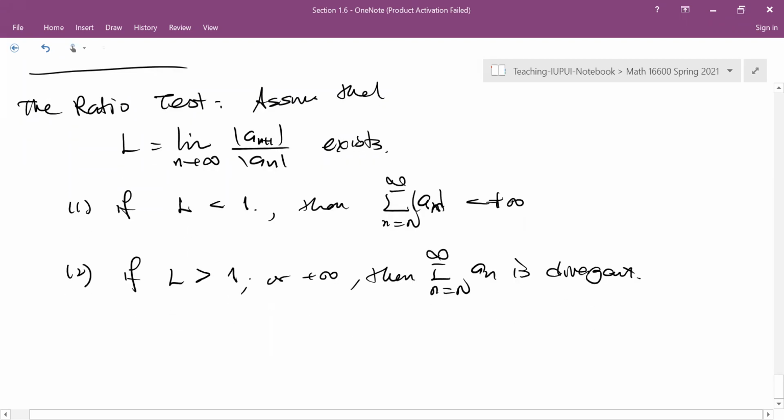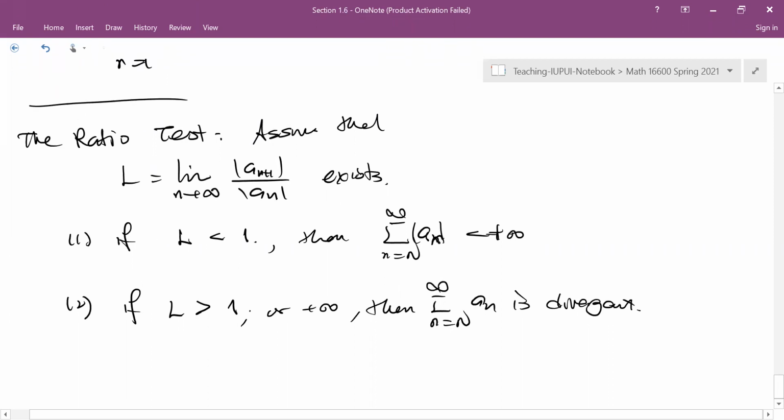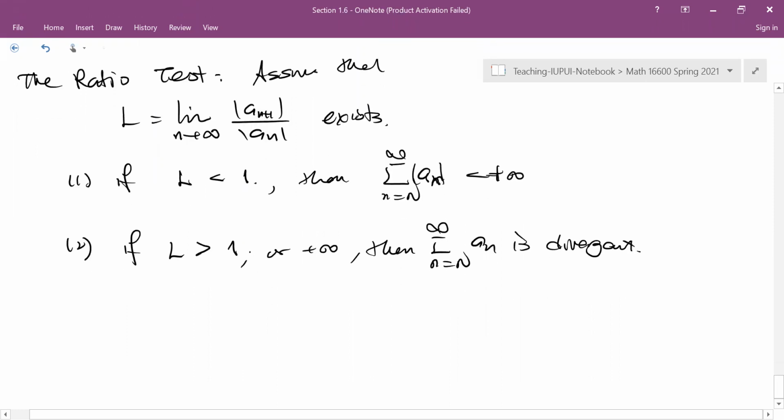Okay? And then when L equals 1, inconclusive. Okay, you cannot say anything about this. So this ratio test has a limitation. Even if the limit exists, if it's 1, you cannot say anything. Okay, so here's the example.